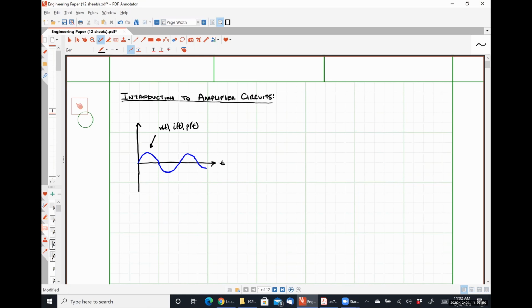If I want to make my signal larger, where this output signal could also be a voltage, current, or power waveform, I have two methods that I can utilize.